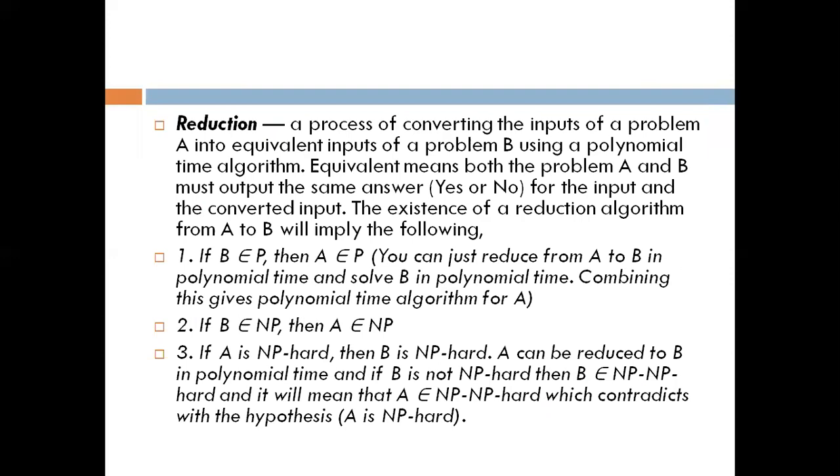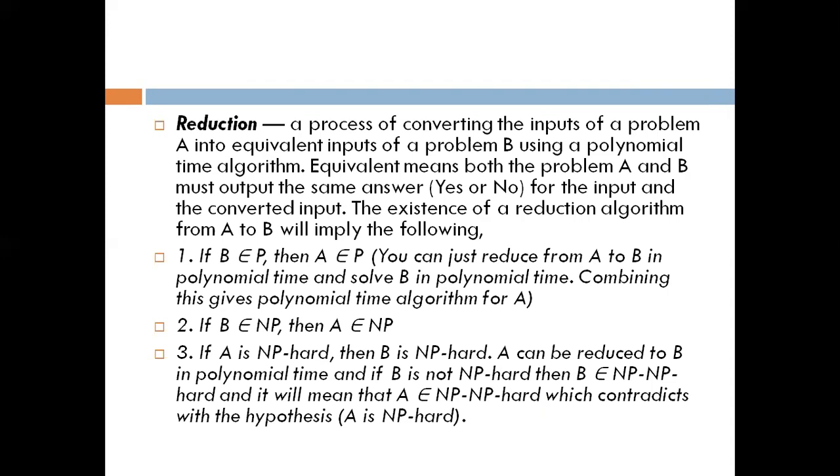Next, the NP class of problems is divided into two types, that is NP hard and NP complete. Before proceeding with NP hard and NP complete, first we'll see what a reduction is. A reduction is a process of converting the input of a problem A into an equivalent input of a problem B using a polynomial time algorithm. Equivalent means both problem A and B must output the same answer, yes or no, for the input and the converted input.